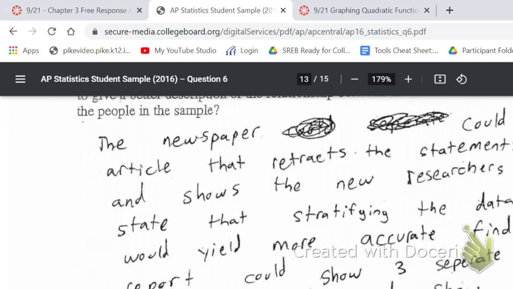Said the newspaper could release a new article that retracts the statements of the old article and shows the new researcher's findings. They could state that stratifying the data based off of major would yield more accurate findings. The newspaper report could show 3 separate scatter plots with each major type and show the negative inverse relationship between number of semesters and starting salary, as well as the median starting salary for each job. I see some good things, I see some bad things. What do you guys see?